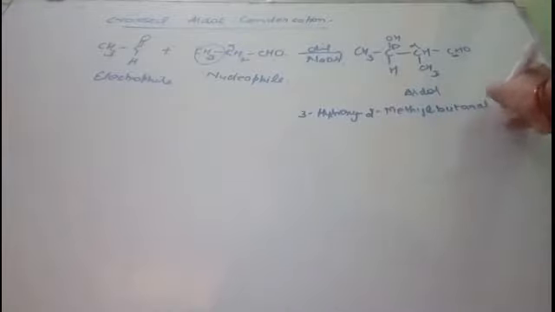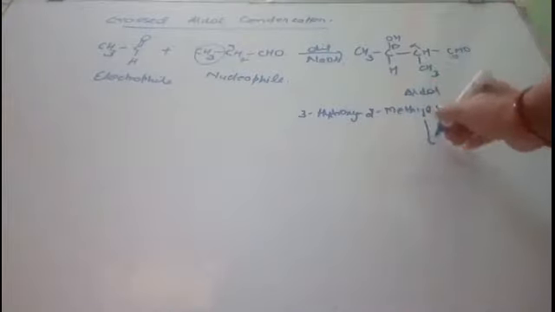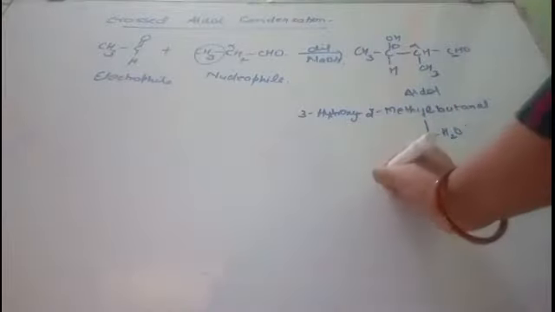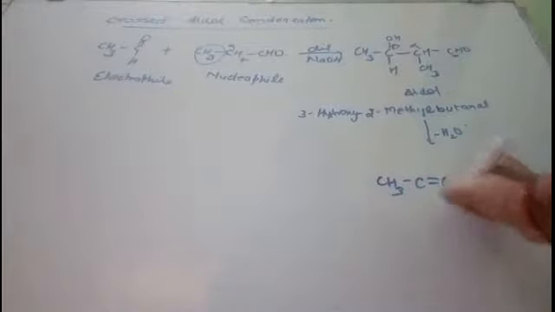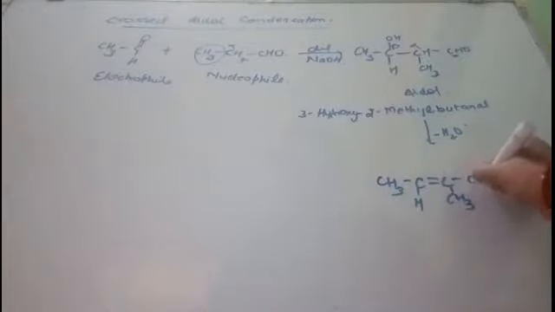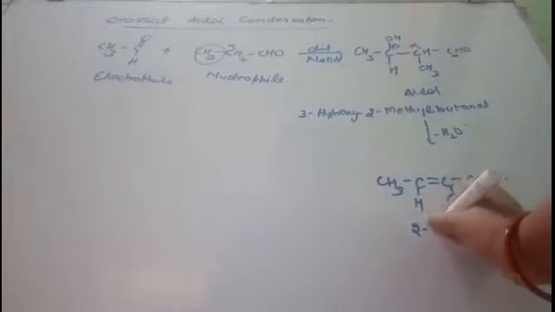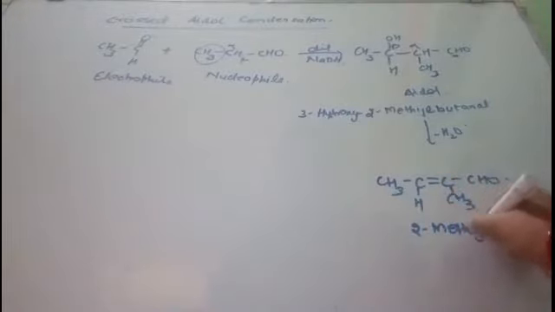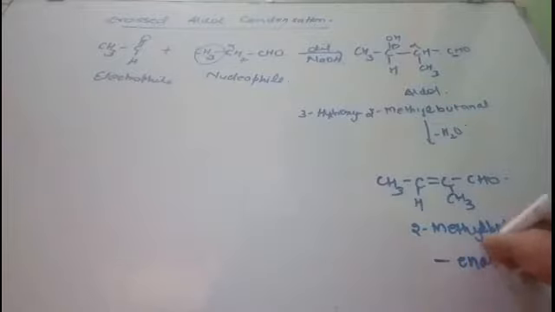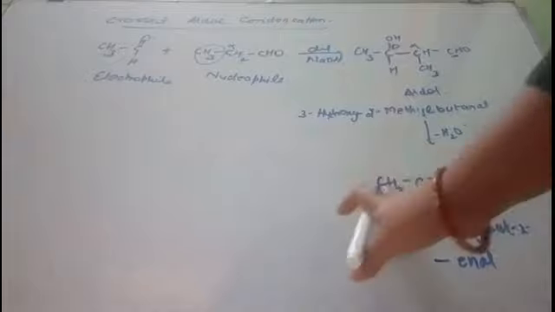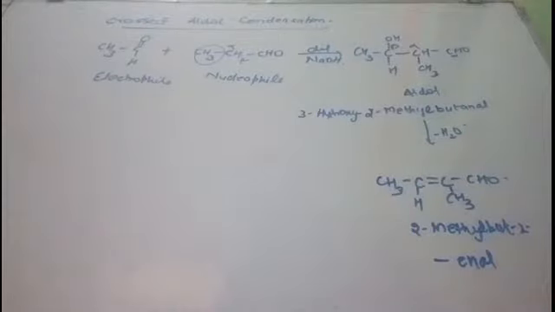So this is formed. Afterwards you know that dehydration will take place, and water will be removed. We will get an alpha beta unsaturated aldehyde, meaning we will get 2 methyl butenal. Butenal will be formed, isn't it? So this is the one product which will be formed in cross aldol condensation.